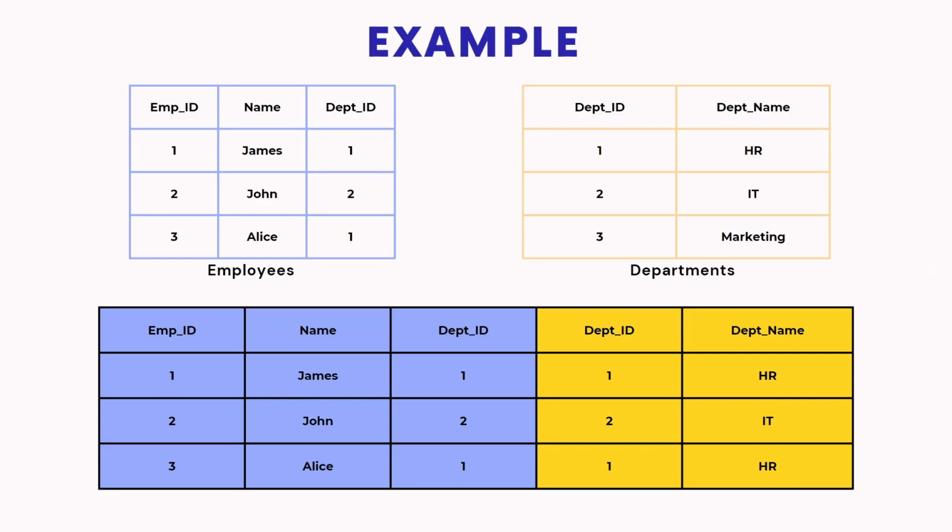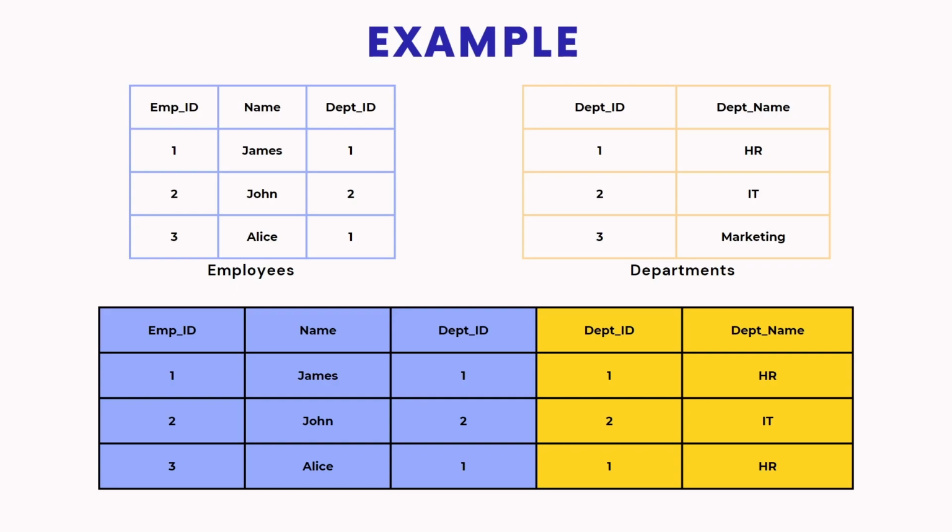In this example, you can see that there are two tables, employees and departments. The employee table has the following columns: employee ID, name, department ID. And the department table has the following columns: department ID and department name. Now, if you want to perform an inner join on both of these tables, you have to first find which column is common in both of them. You can see that both the tables share the department ID column.